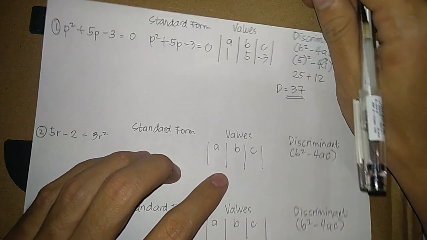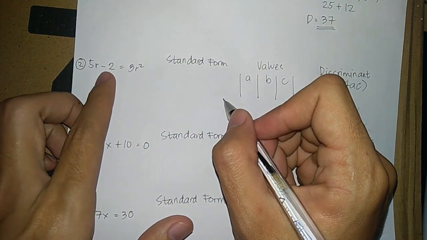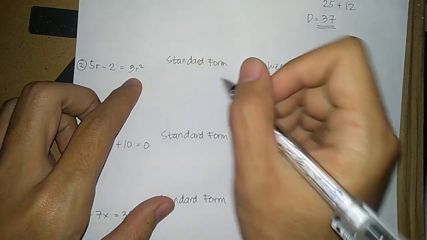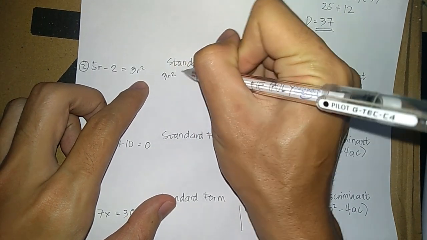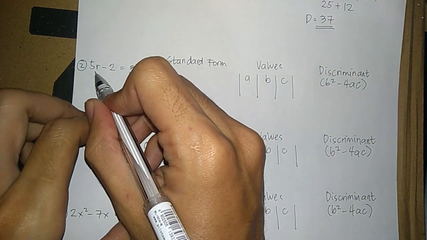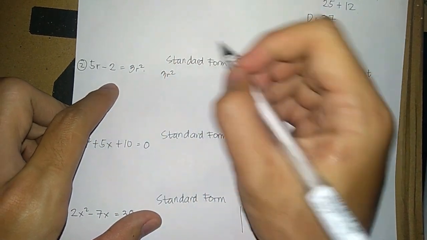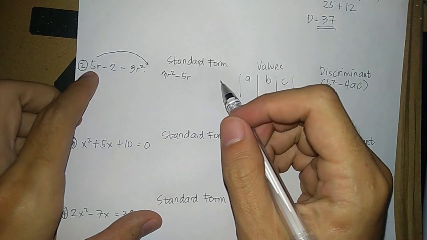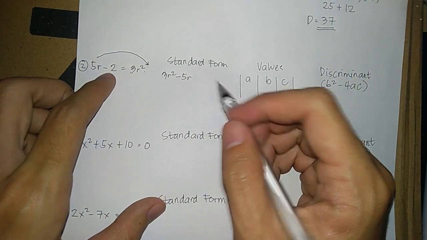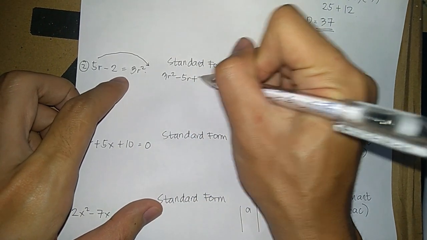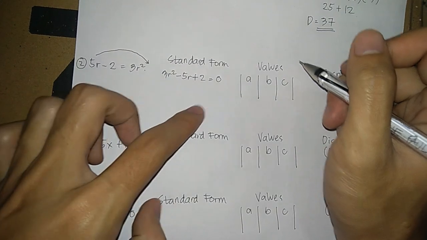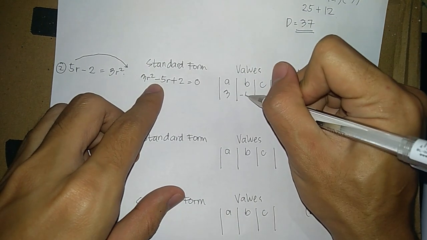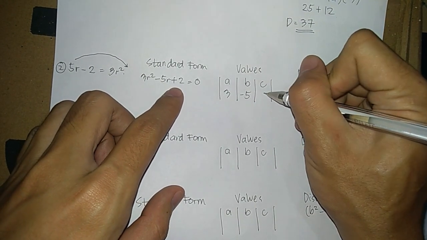And then, dito tayo sa question number 2. 5r minus 2 is equal to 3r squared. Gawin natin siyang standard form. Mauna dapat yung 3r squared. Kailangan natin i-transpose itong dalawa, 5r and negative 2, dito sa kabila. So, magiging negative 5r, kasi kung itatranspose mo siya, magbabago yung operation niya. Positive siya dati, magiging negative siya. And then, yung negative 2, magiging positive 2, is equal to 0. And then, hanapin natin yung values. Value ng a is 3. And then, value ng b is negative 5. And then, yung c is positive 2.